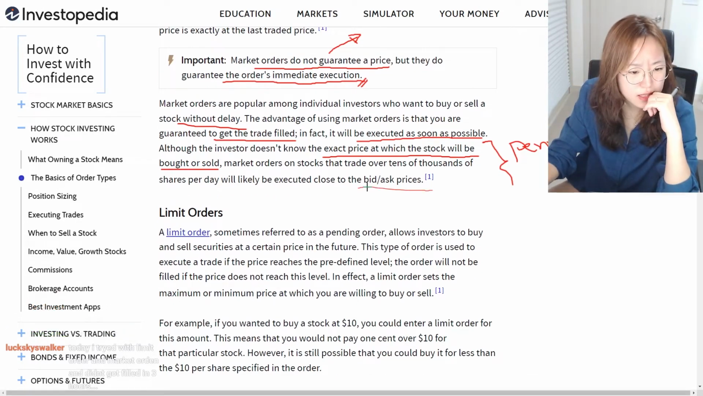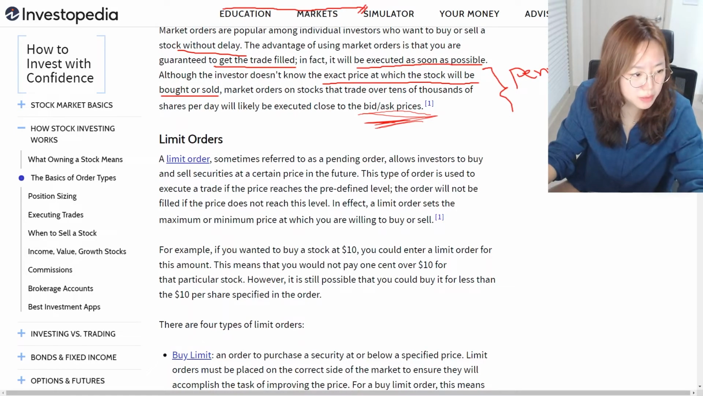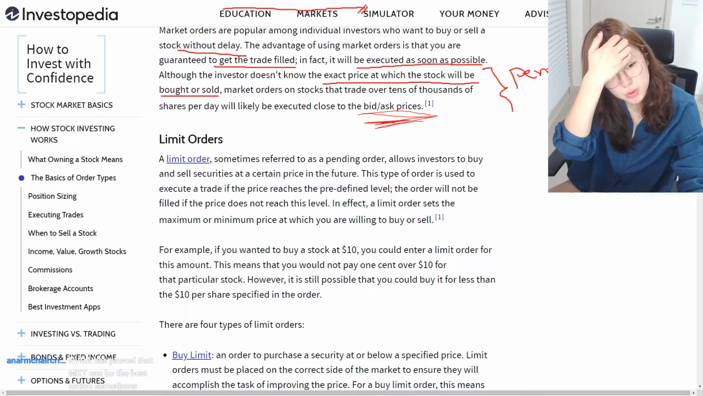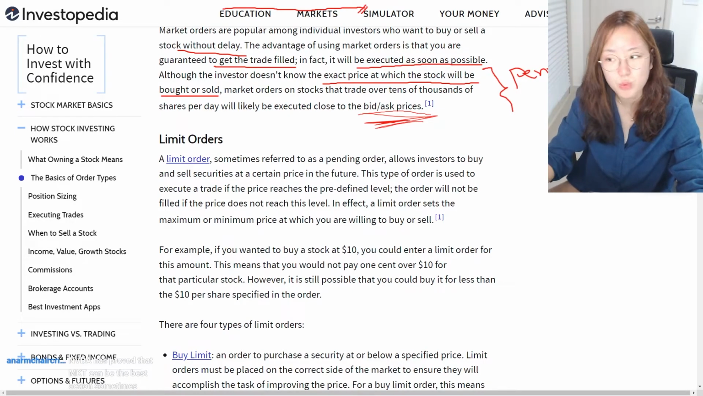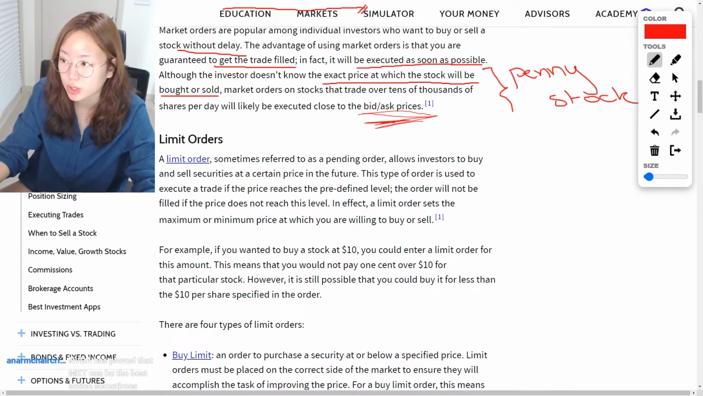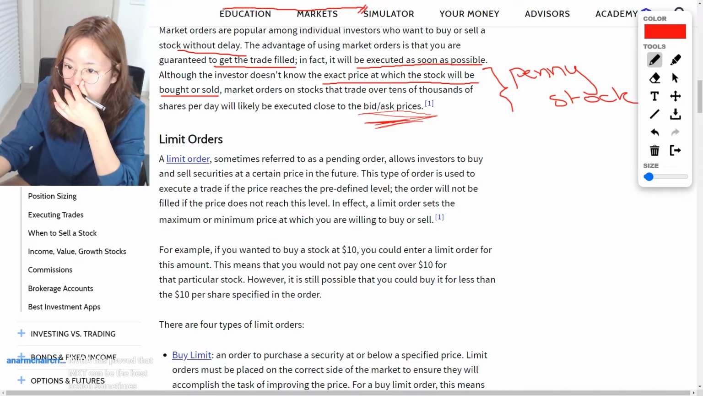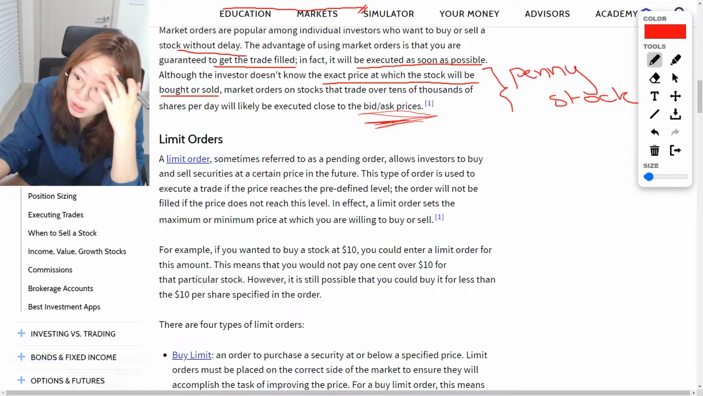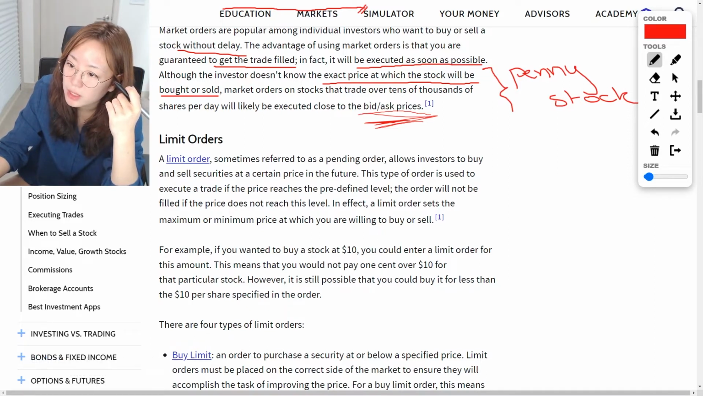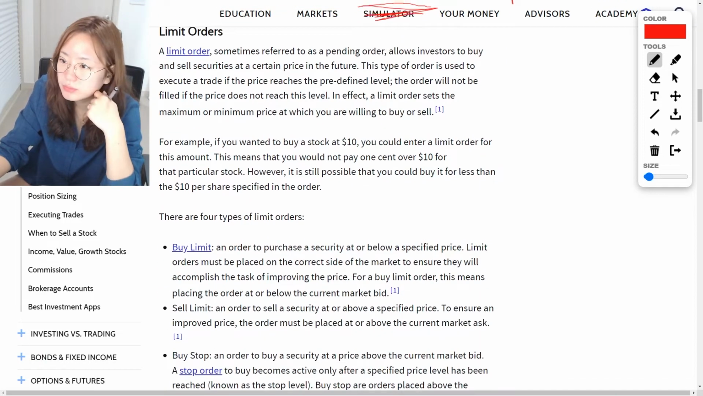But I don't think I've seen the ask price. I don't think I've seen this. Limit order. A limit order is sometimes referred to as a pending order. So that's why people tell me to do a pending order, because those are easier. Right? Because I'm in Korea, so if it's hard for me to trade, then it's better to use a limit order.